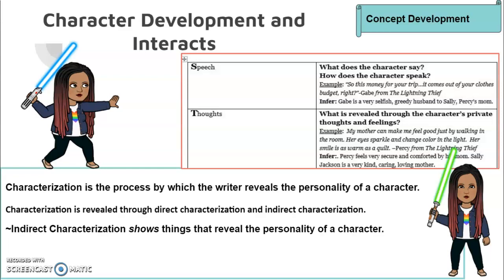So what does this say? Percy, when he's with his mother, he feels secure, he feels confident, he feels loved. His mother is loving, she's caring, she's kind, she's beautiful. And this is simply by us analyzing what Percy's thought told us. We looked at "my mother can make me feel good." Well, when somebody makes you feel good, what does that let you know? They care about you, right?